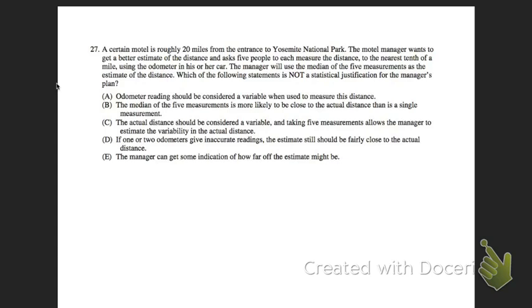Question 27. I think this one was a doozy for a lot of people. Yes, totally. The answer is C. Let's talk about it. I was thoroughly doozed when I did this.